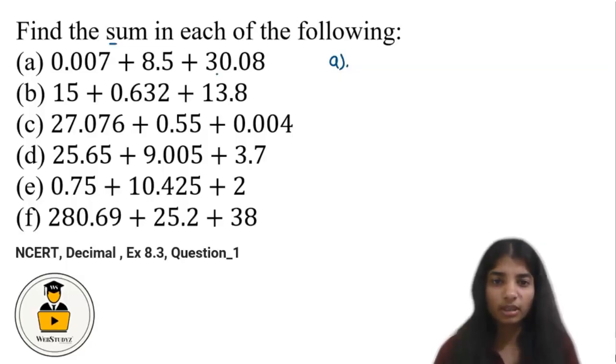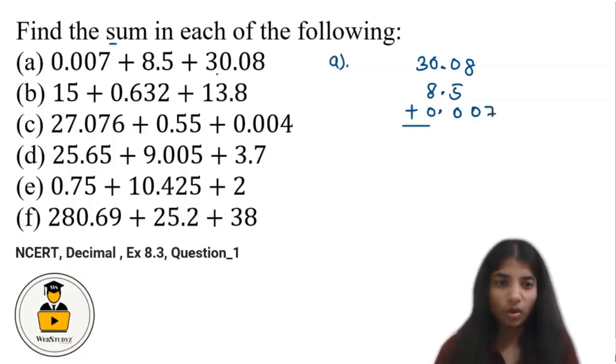So let's start with the value which is greater here, that is 30.08. Next is 8.5, so 8.5 can be written as 8.50. And the next is 0.007, which can be written as 0.007. We are going to add all these values. Because zeros after decimals are not significant, we can write whatever zeros we need.